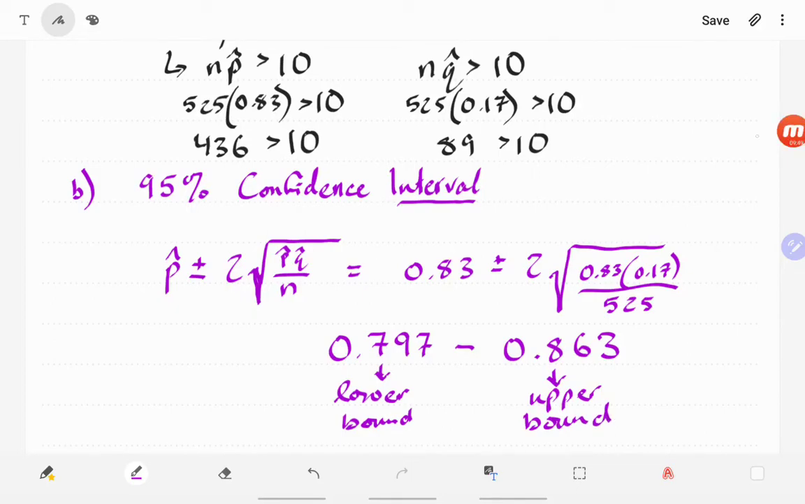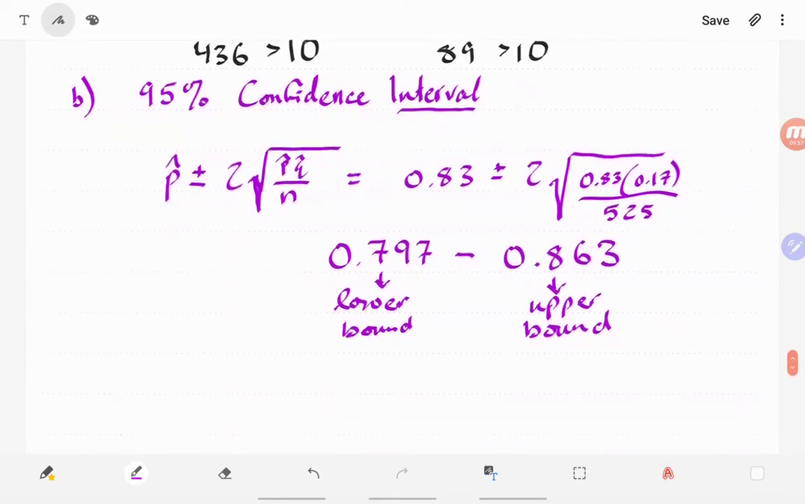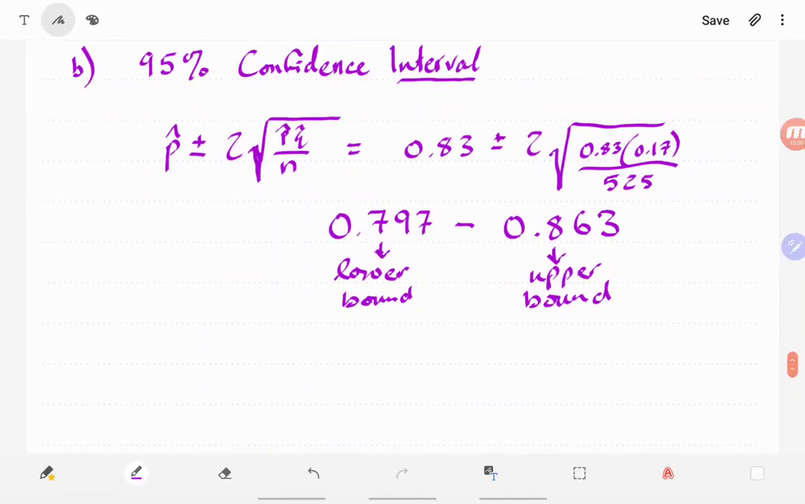Now, the whole point of this lower bound and upper bound is so that we can interpret this confidence interval. Okay, this lower bound is, hey, if we saw 79.7% of all those chickens in that sample were infected, or if we saw 86.3%, that wouldn't be weird. That wouldn't be out of the norm, right? So let's interpret what these mean, and that's in part C, how we interpret a confidence interval.